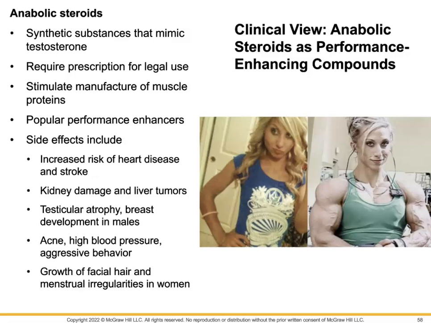All right, so it can also lead to the production of acne, high blood pressure, and aggressive behavior. In women, growth of facial hair. How about that mustache there, cutie? And also it can interfere with your normal menstrual cycle because it affects your levels of estrogen as well.